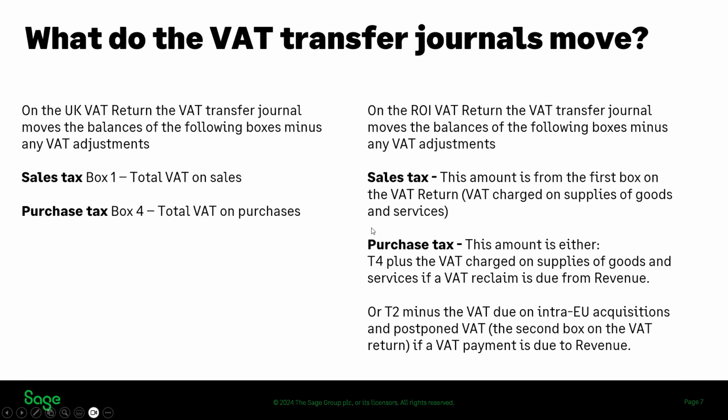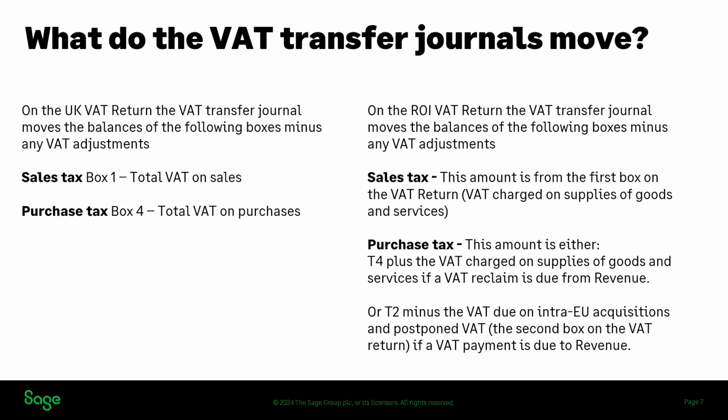Now, what happens when you do that VAT transfer? So it's slightly different depending on whether you're in the UK or Ireland. When you do a VAT transfer journal, you're looking at the sales tax box, which is box 1, total VAT on sales, and also the purchase tax, which is box 4, total VAT on purchases, and moving that onto the VAT liability. Slightly different in the Republic of Ireland because you do have slightly different boxes there.